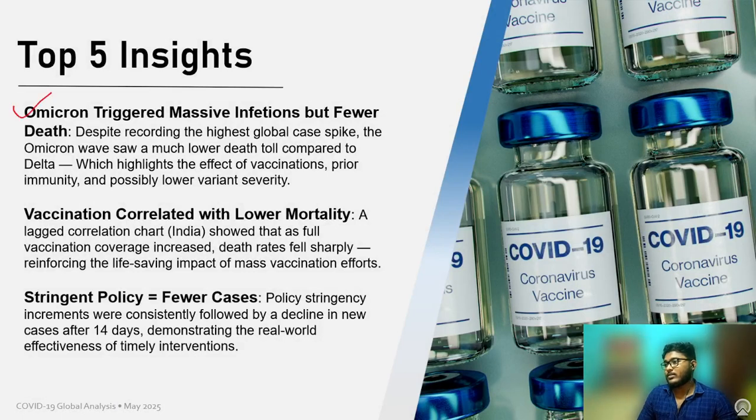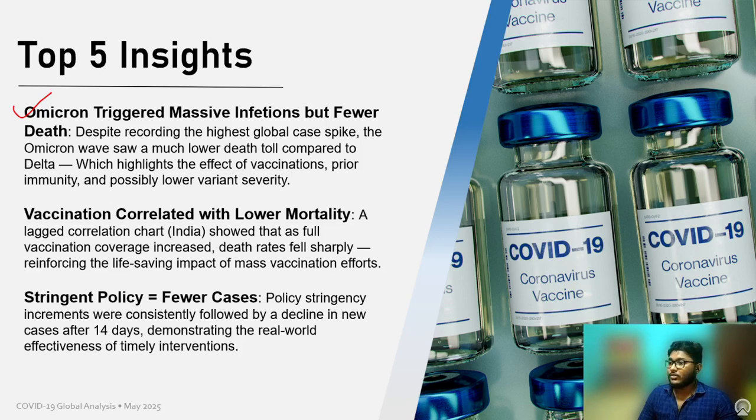The first one is Omicron triggered massive infections but fewer deaths. Despite recording the highest global case spike, the Omicron wave saw a much lower death toll compared to Delta. As we saw, the Delta wave had a CFR of 1.32%, while if I remember correctly, the Omicron had a CFR of 0.29%. Which highlights the effect of vaccination, prior immunity, and possibly lower variant severity.